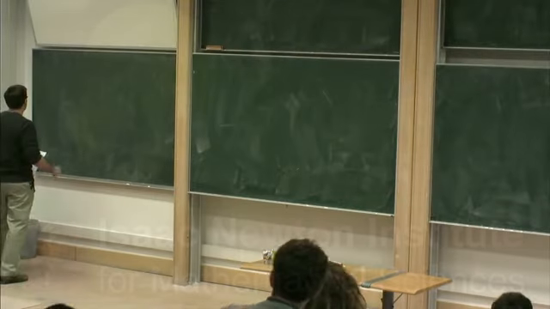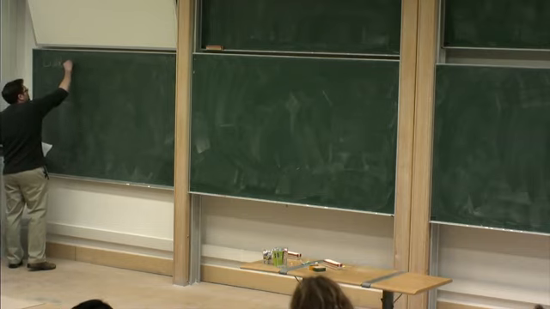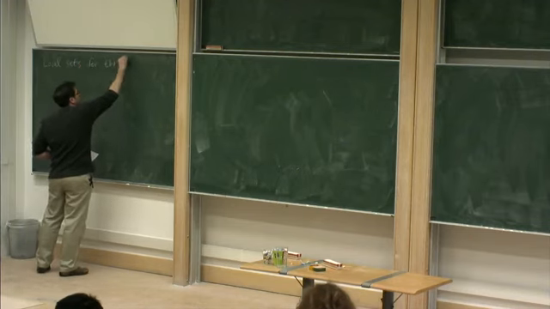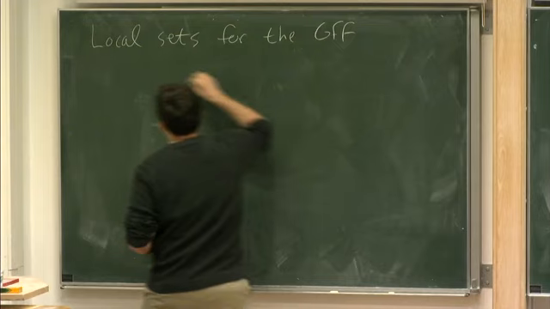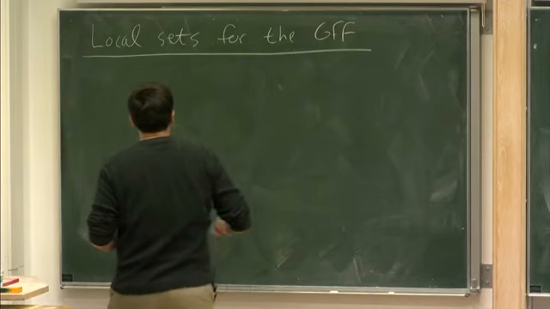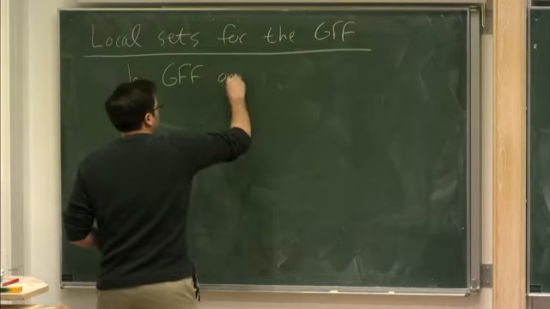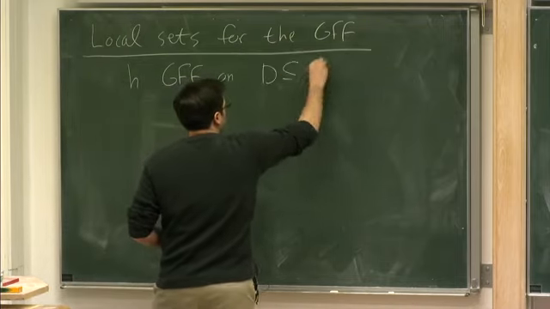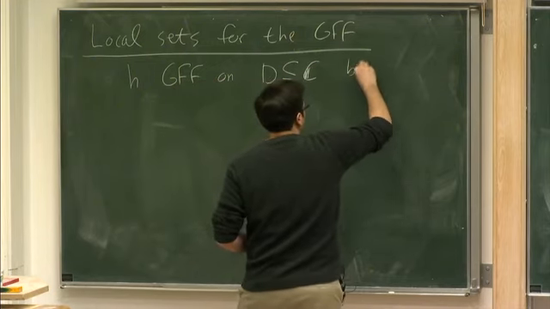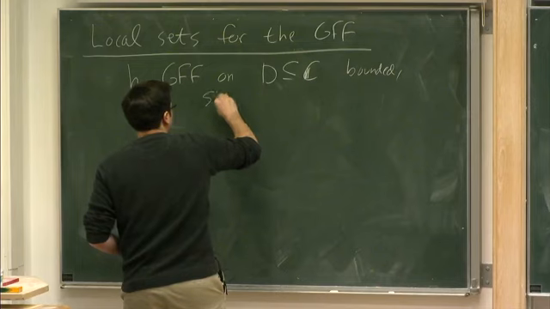So today, what we're going to do is talk about what are called local sets for the Gaussian free field. And throughout, I'm going to be assuming that h is a Gaussian free field on D. And for simplicity, it's going to be helpful to assume that D is bounded and also simply connected.